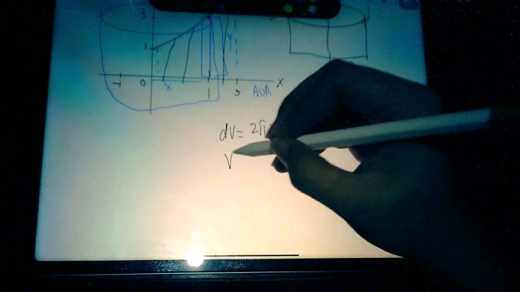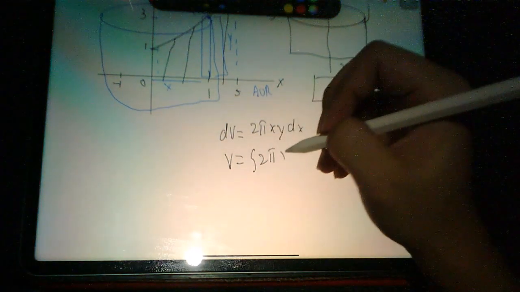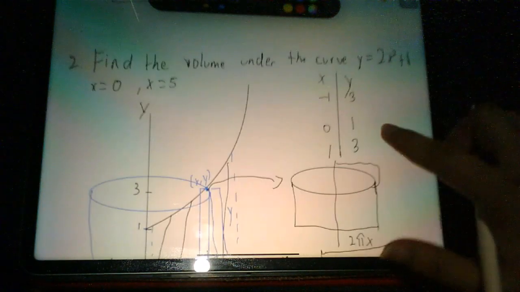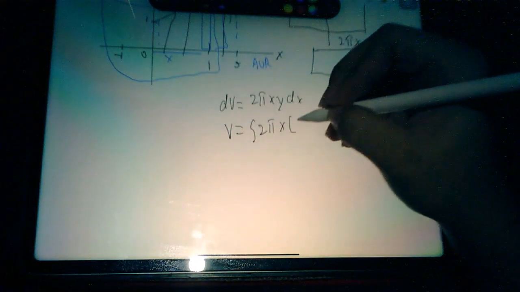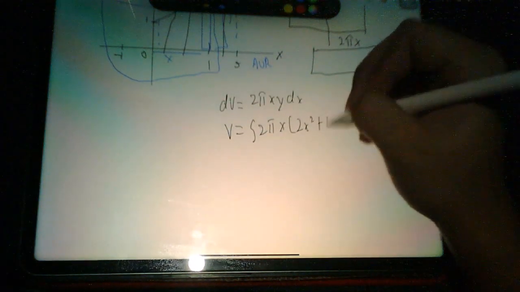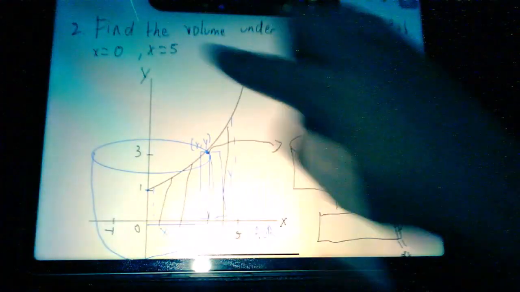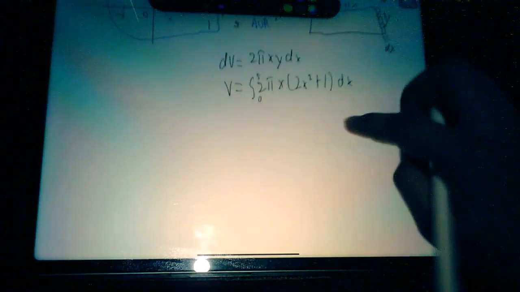The integral of that is just equal to the integral of 2 pi x. Now we substitute y into this original equation, which is 2x squared plus 1. So 2x squared plus 1 dx, with limits from 0 to 5. Now we are ready to integrate our problem.